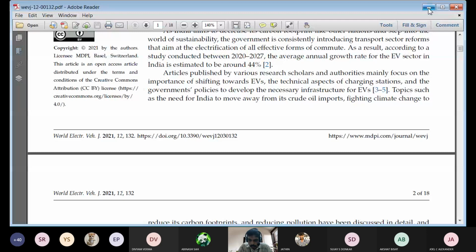So I hope you are maintaining your notebook. If you have not yet started, start immediately and make your own notes. Okay, it is very much essential for your exams. So I will make the summary for everybody.